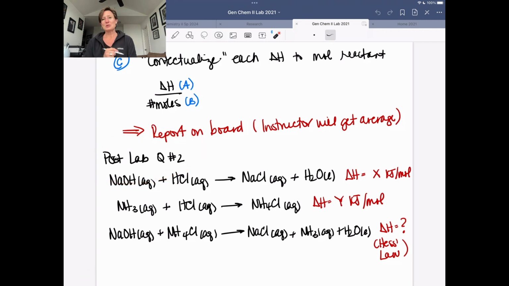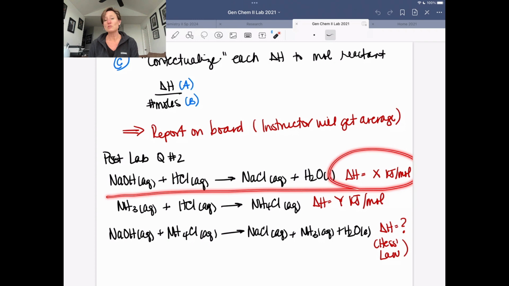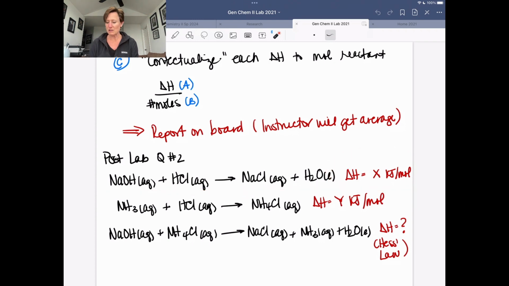Part of the empirical calculations part here is post-lab question number 2. So again, you're going to have your reaction 1 that's going to give you some enthalpy value, units of kilojoules per mole. You're going to have equation 2 that's going to have some enthalpy value in kilojoules per mole. You'll also have a value that you calculate for reaction 3. But post-lab question 2 is going to ask you to determine what this enthalpy value is, not from an experimental determination, but from an empirical method like Hess's law.